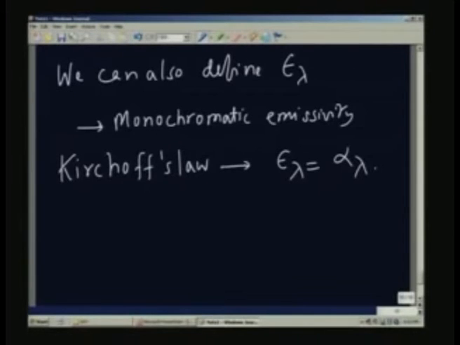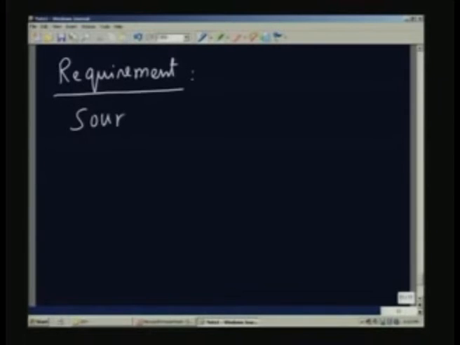Now, let us look at what are the things which we require if we want to make a measurement of surface properties. What are the things required? The requirement in terms of the hardware, we are talking about hardware. So, what we require for making measurement of radiation is first of all a source of radiation.